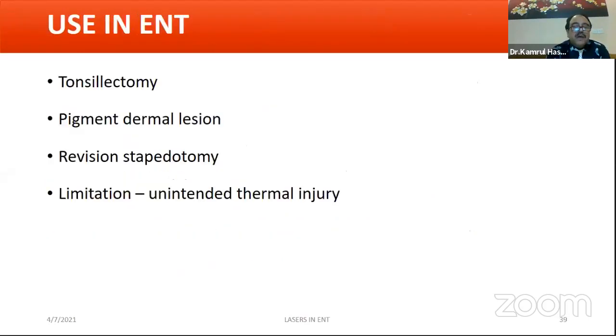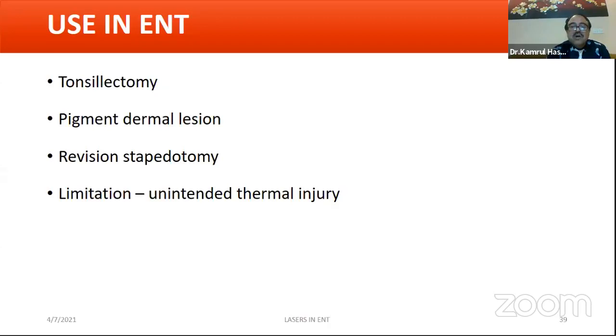So our experience is mainly in tonsillectomy. We are using it mainly for vocal cord lesion, early laryngeal cancer. We are working on epithelial lesions, basically vocal cord polyp, even papilloma, using the laser. But the skin surgeon uses it in pigmented dermal lesions, and otologists use it for division and stapedotomy.